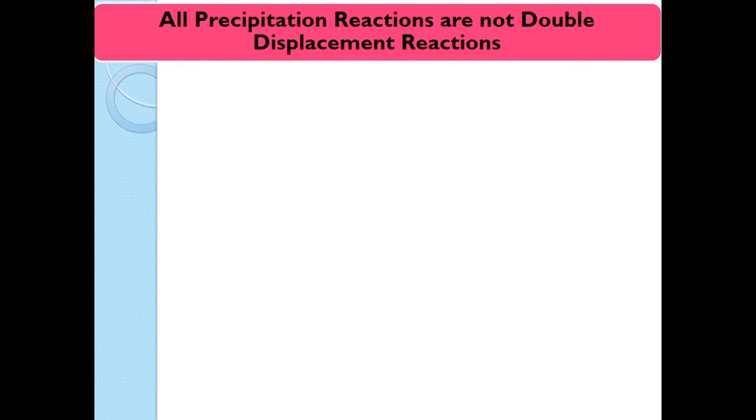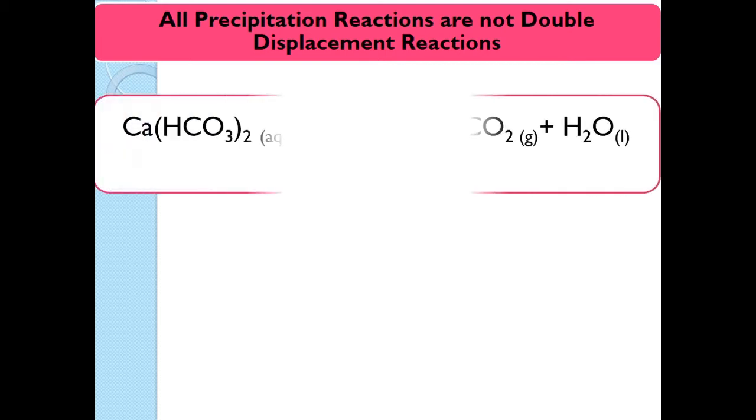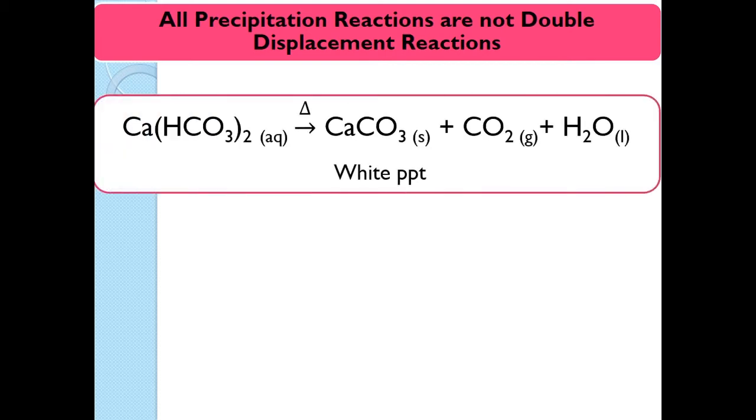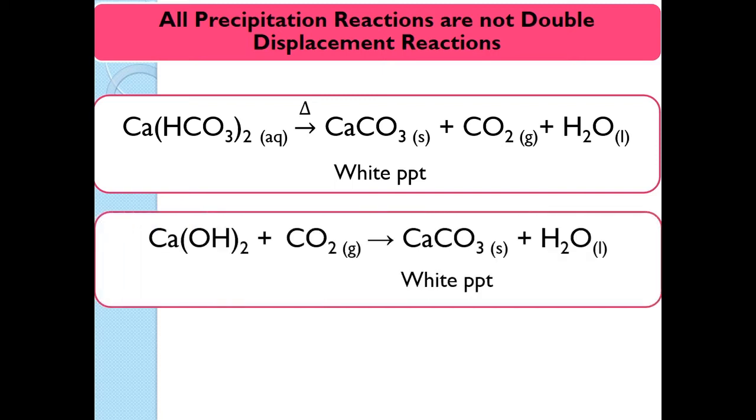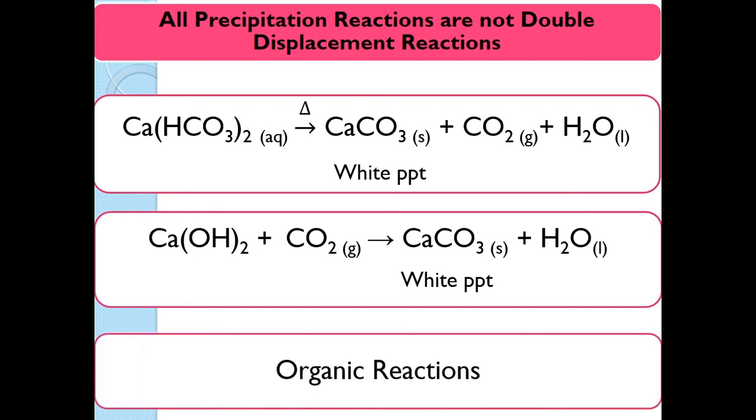But here I want to add, all precipitation reactions are not double displacement reactions. For example, thermal decomposition of calcium bicarbonate produces white precipitate of calcium carbonate. Reaction of slaked lime with carbon dioxide produces white precipitate of calcium carbonate. And so many organic reactions, like the iodoform test where yellow precipitate is formed, and reaction of phenol with bromine water where white precipitate is formed. These are not double displacement reactions.